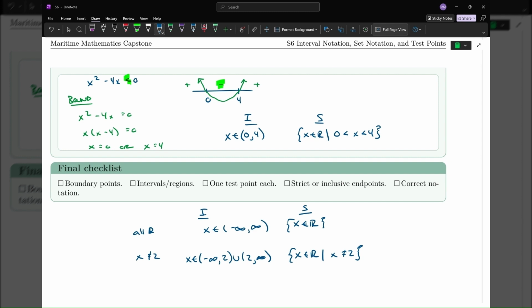But besides that, assuming we have continuous real numbers, I'm probably going interval notation.